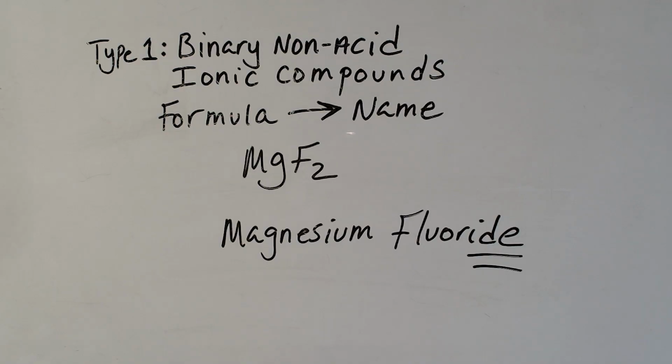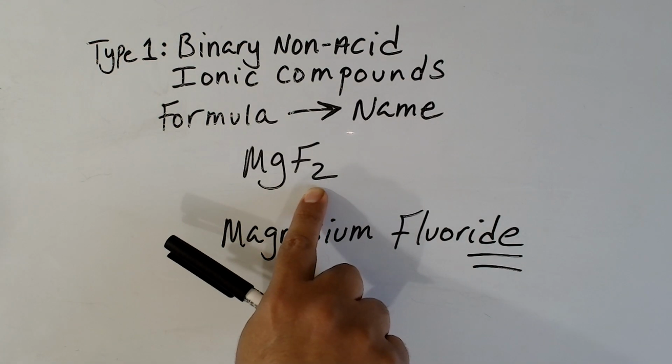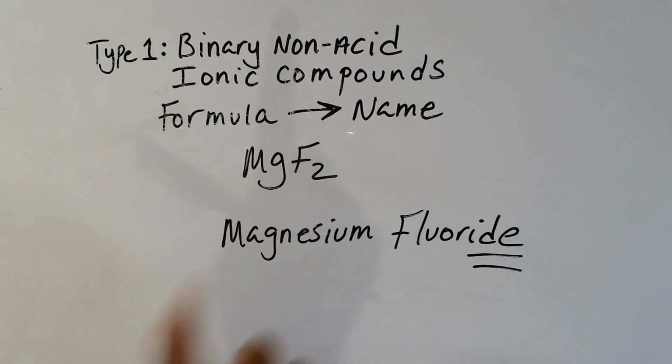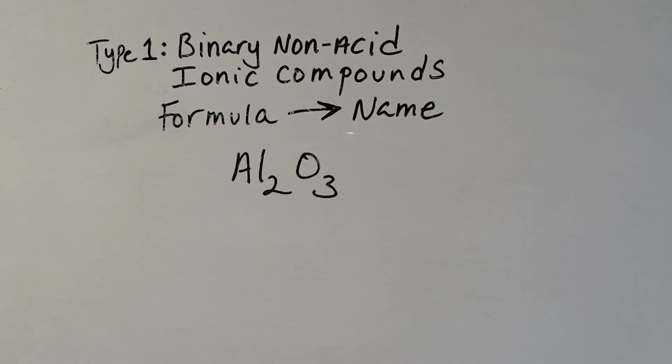Step 3, if the first part has a fixed charge, which it does, coming from column 1, 2, the 6-pack, or is ammonium, leave the chemical name as is. So we leave it alone. We do not pay attention to the subscript if it's a type 1 and if it's a binary non-acid ionic compound. It has to meet both requirements.